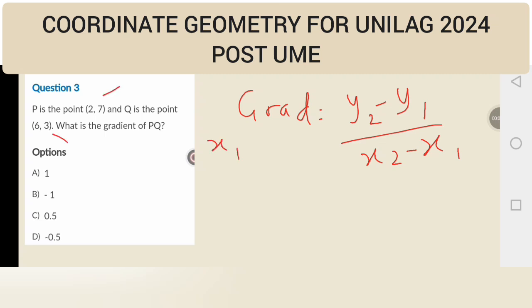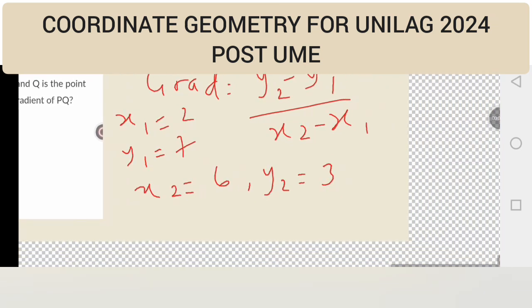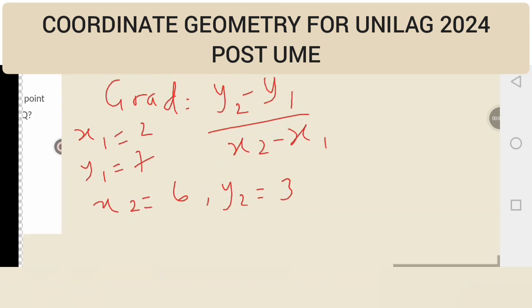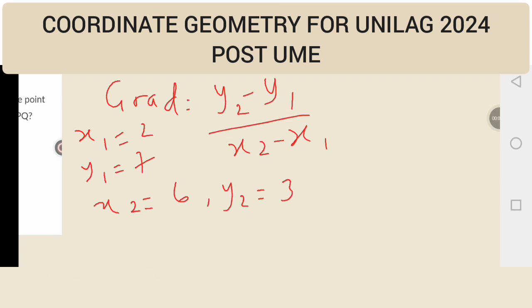You can see that x1 is 2, y1 is 7. Then x2 is 6, then y2 is 3. So just plug everything into this equation here to get your final answer. So you have y2 minus y1, that will give you 3 minus 7, divided by x2 minus x1, that will give you 6 minus 2. So 3 minus 7 will give you minus 4, 6 minus 2 will give you 4.